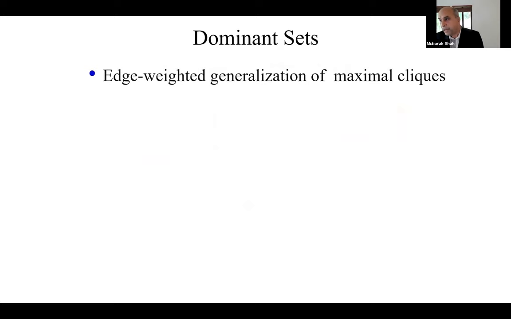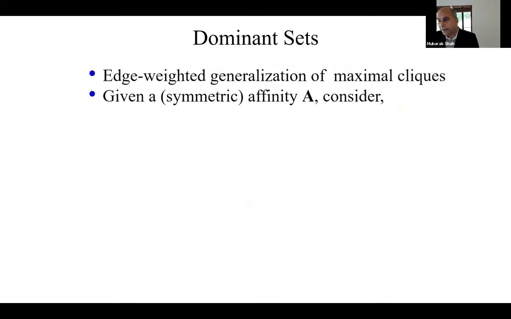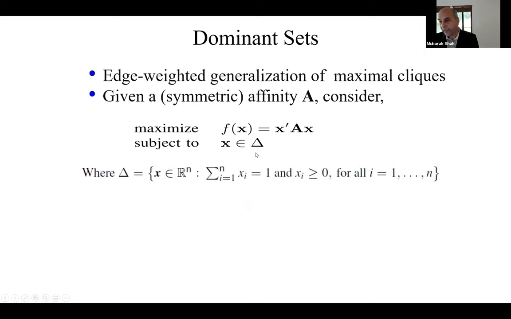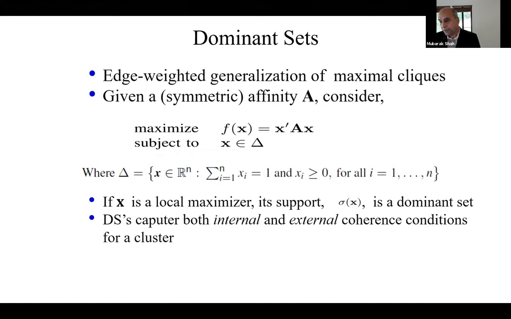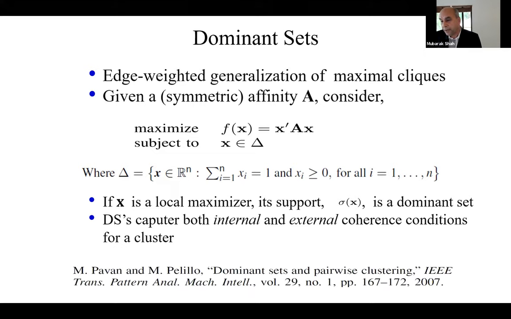Now, the dominant set is an edge-weighted generalization of the maximum clique. We are given an affinity matrix A, shown here, and we can formulate this as a maximization problem. We want to find X such that this is maximized. We have the restriction that X is a simplex, so the summation of all the elements of X should be one, and they should be positive and so on. The support of X is actually the dominant set: all the elements for which the value is greater than zero, which is positive. So it's a pretty simple idea, and it captures the internal and external coherence conditions for a cluster. This is based on work published in 2007.